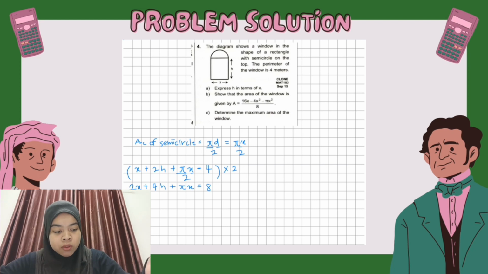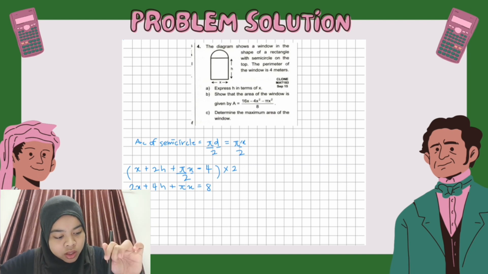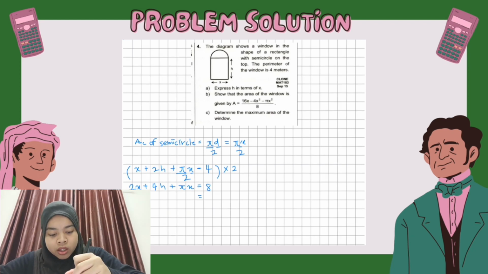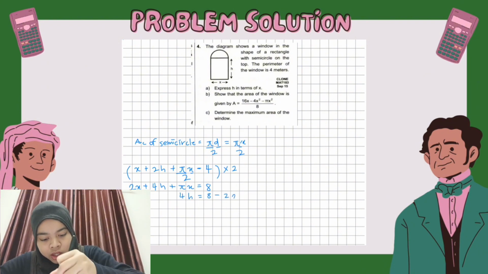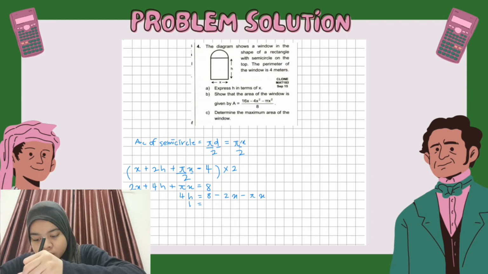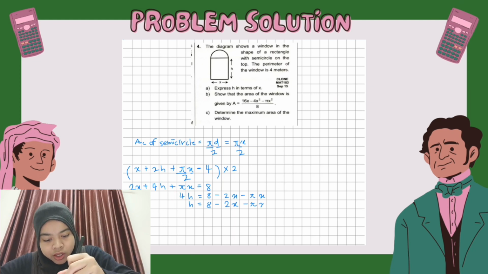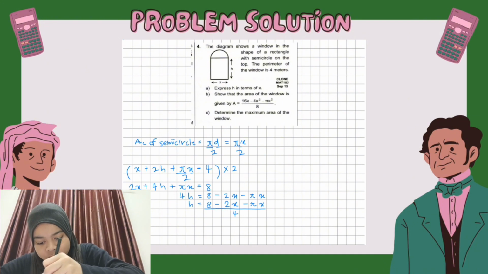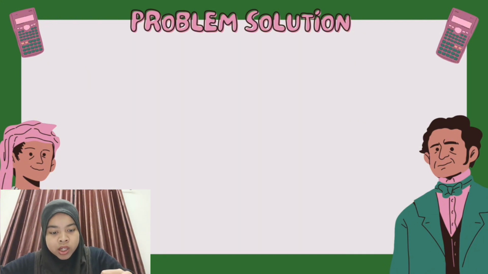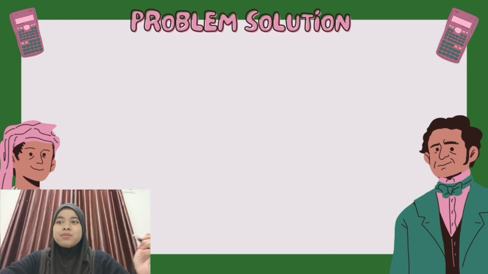So using the algebra function, you need to transfer the x so that the h can be looped. So it will be 4h equals to 8 minus 2x minus pi x. Next, we're going to transfer the 4 so the h is going to be looped. So it will be h equals to 8 minus 2x minus pi x over 4. So that's how we find the expression for the h in terms of x.